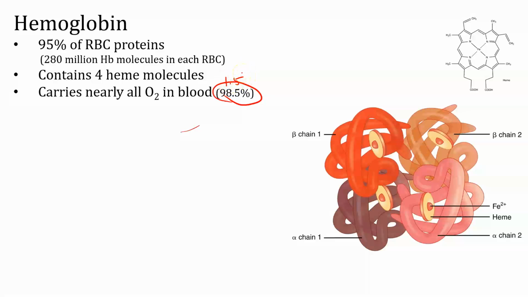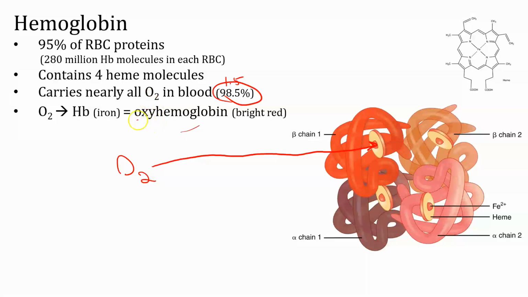Now, when an oxygen molecule enters the blood from the air, and then it goes and it binds to a hemoglobin, we no longer call this a molecule of hemoglobin, we call it a molecule of oxyhemoglobin. And oxyhemoglobin is bright red, which is why blood that has oxygen in it is red.